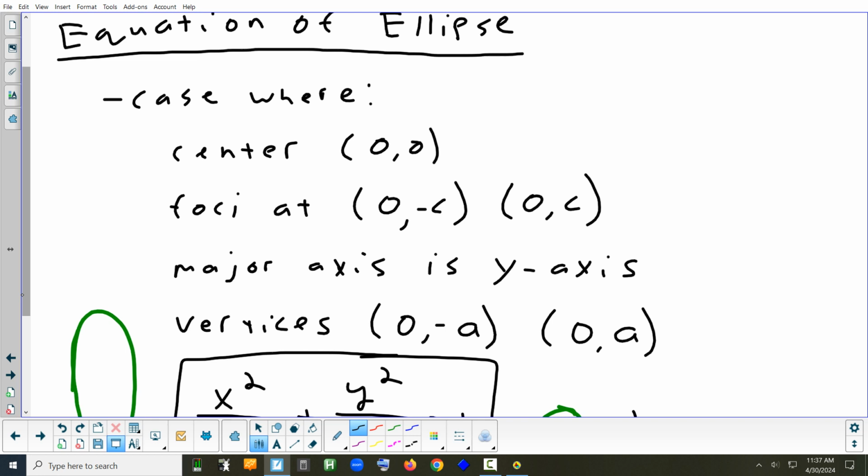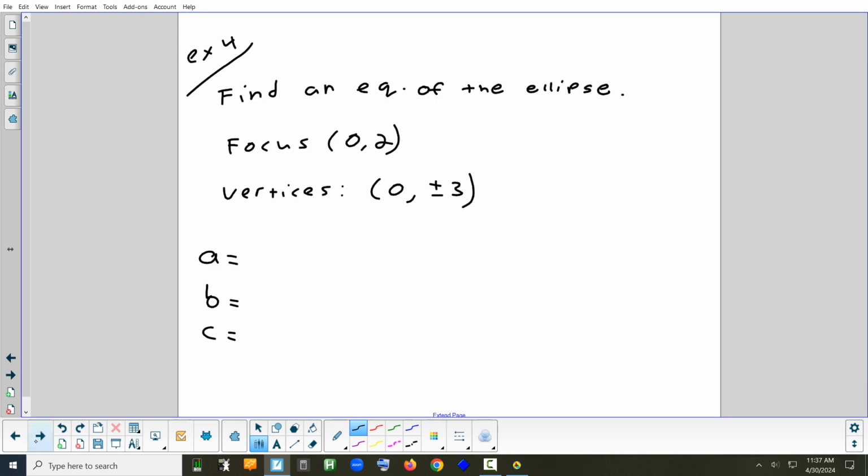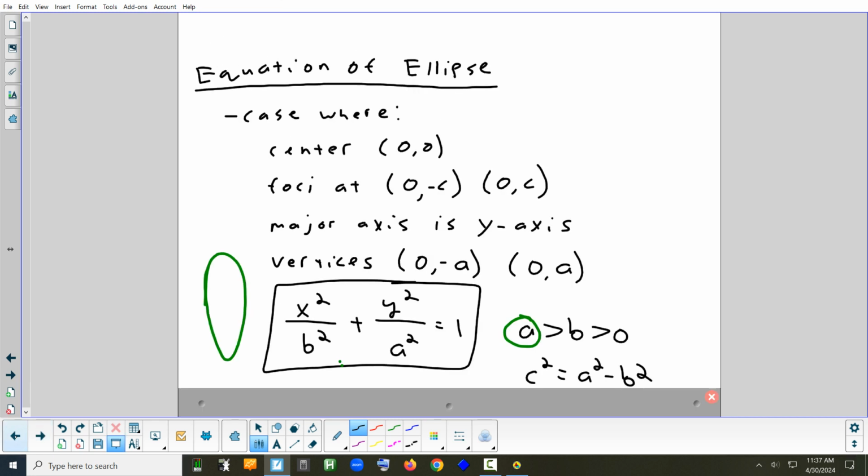How do you find the foci? Sometimes it's given to you in the problem, like that one. If it's given to you, you don't have to find it. If it's not, then I will give you the A and the B, and you'll plug them into that formula to find C. What is B? B is the distance from the center to the minor axis.